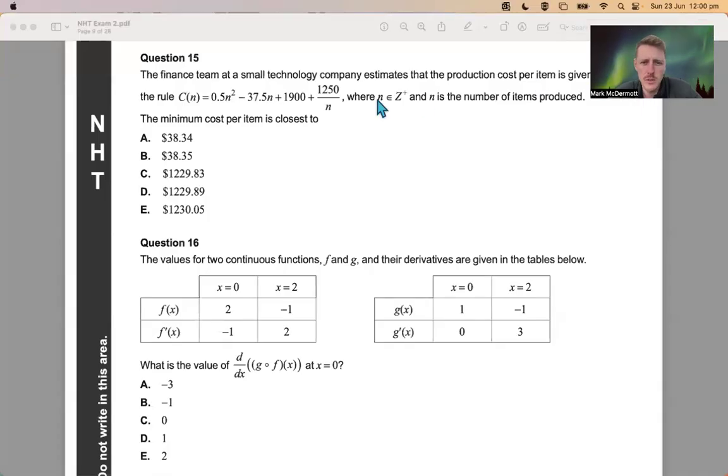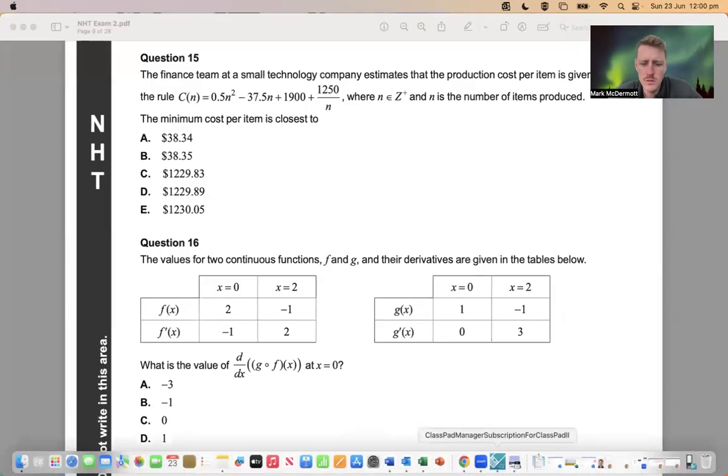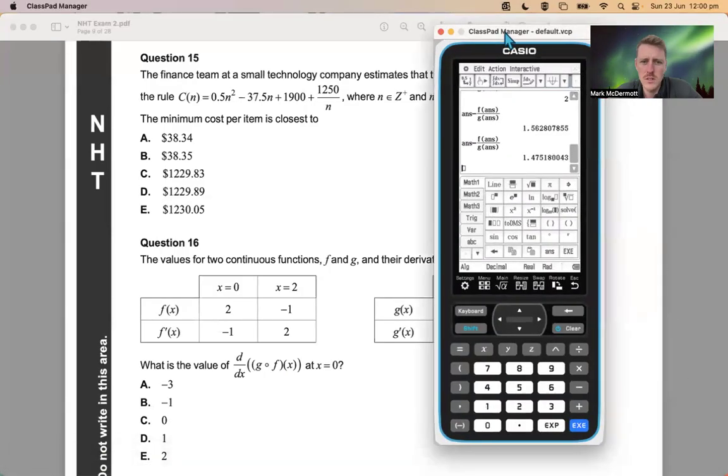So the finance team at a small technology company estimates that the production cost per item is given by the rule that, and n is the number of items produced. The minimum cost per item is closest to, n is an element of positive integers. Okay, that could be important. So I actually think I may have got this wrong the first time I did it. So let's try this out.